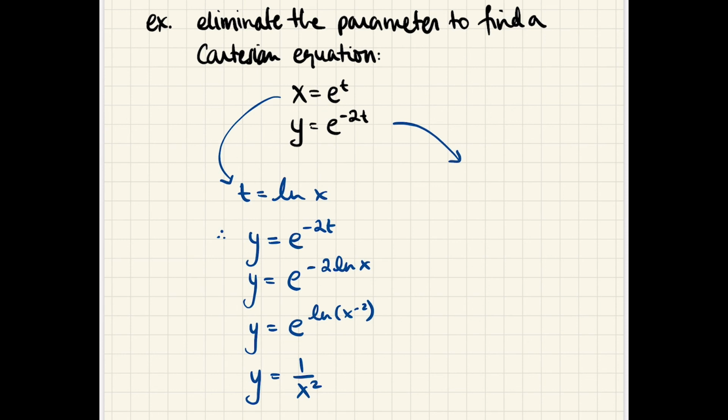Another approach could be to start with y equals e to the negative 2t and just take advantage of the fact that the equations for x and y are so similar to each other that we could probably get this to work without actually isolating t and using logs. So we could say, for instance, that y is equal to 1 over e to the t squared. That's what e to the negative 2t means. But e to the t is just x. So y is equal to 1 over x squared. And there we are, again, with the same answer, of course.